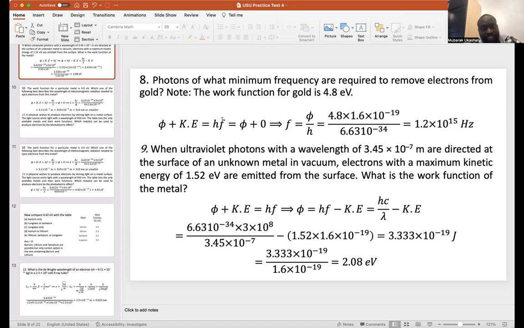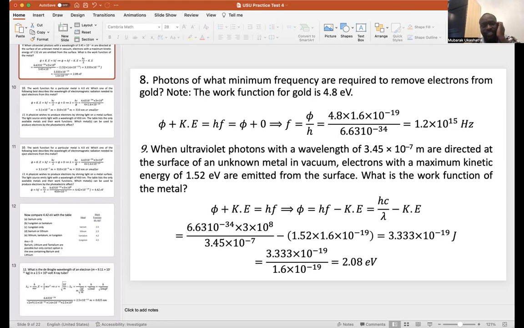So work function is h, Planck's constant, times frequency. Kinetic energy is 0. Frequency is just work function over h. The work function is given as 4.8 electron volts. You convert to joules, multiplying by 1.6 times 10 to the power minus 19 joules per 1 electron volt, divide by Planck's constant, and you get your answer in frequency right here.